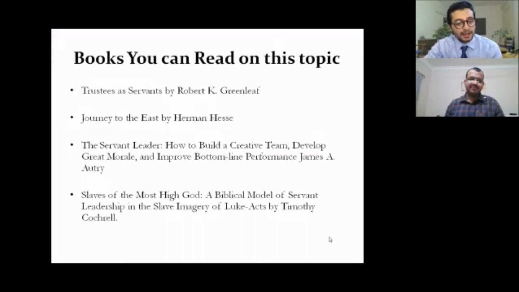The fourth is Slaves of the Most High God: A Biblical Model of Servant Leadership in the Slave Imagery of Luke-Acts by Timothy Cottrell, right? This talks about Jesus. Who better than Jesus could have been the portrayal of a person who has been a servant too, who was at a pedestal, yet how was he treated? But still, why would people believe in him? Why would people still believe that they need to follow this person? The rest is history. All of these things have shaped my thought of how exactly servant leadership occurs.